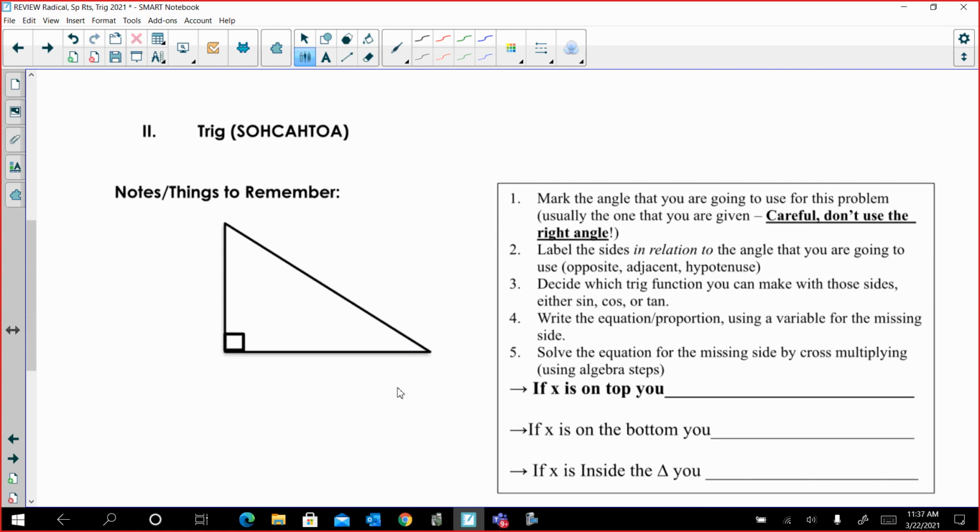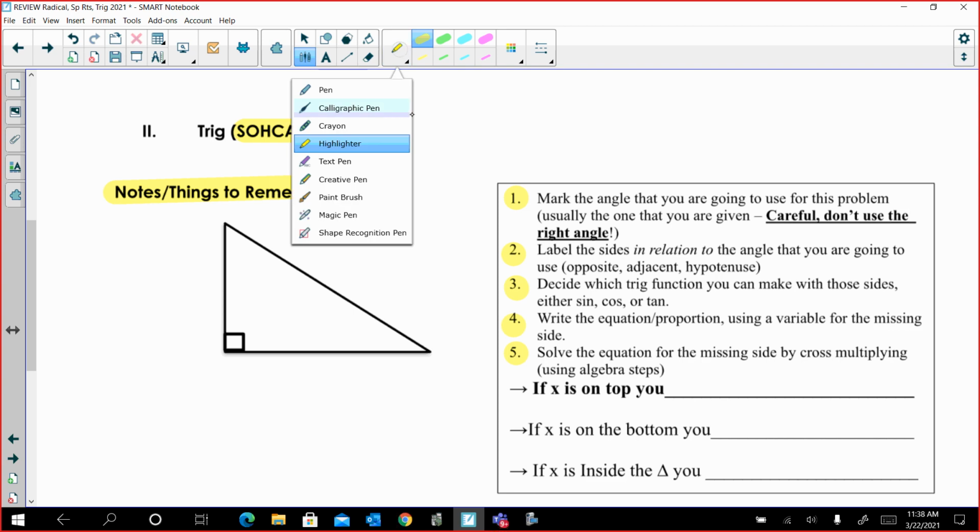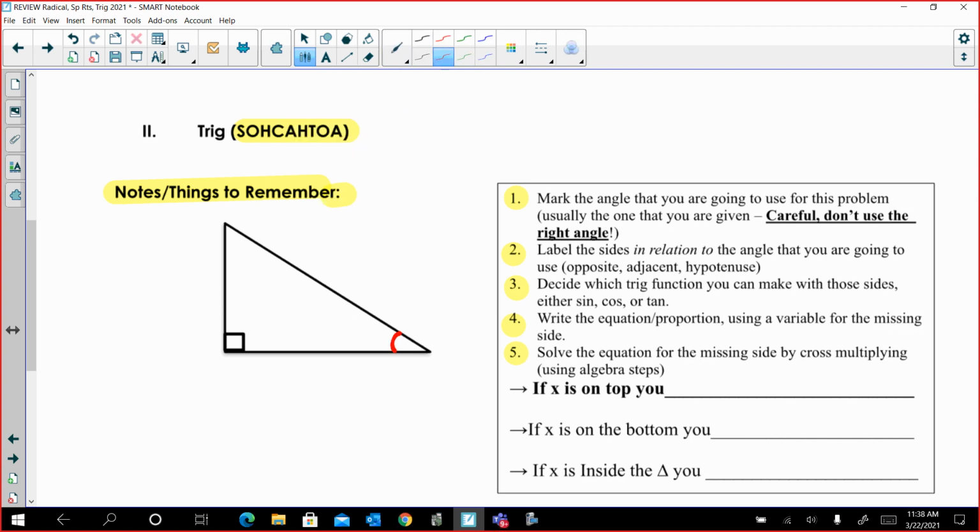Now I gave you some notes and some things to remember. These 5 steps are very important. Some things to remember when dealing with SOHCAHTOA. First, you have to have some type of reference angle, some type of degrees given. The first step is always to mark the angle. We usually mark the angle by circling it, and then we label the sides in relationship to that angle.